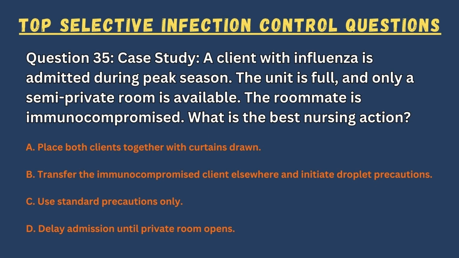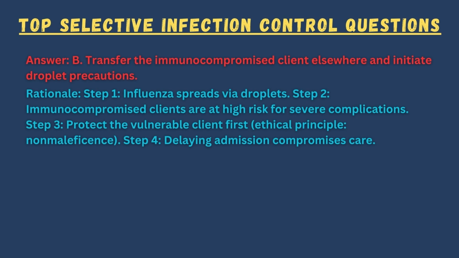Question 35. Case study. A client with influenza is admitted during peak season. The unit is full and only a semi-private room is available. The roommate is immunocompromised. What is the best nursing action? A. Place both clients together with curtains drawn. B. Transfer the immunocompromised client elsewhere and initiate droplet precautions. C. Use standard precautions only. D. Delay admission until private room opens. Answer B. Transfer the immunocompromised client elsewhere and initiate droplet precautions.